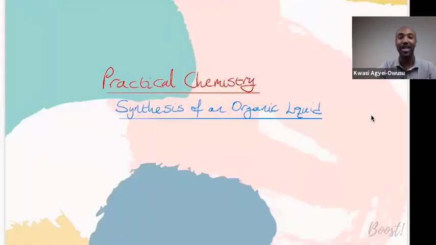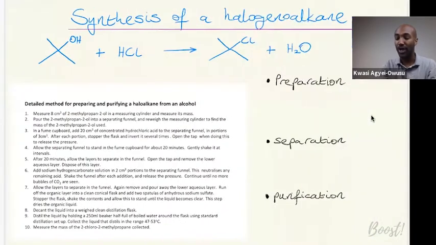And we're looking at practical chemistry and the synthesis of an organic liquid. Now, there are a number of reactions that you could do on the AS course that will fall under this heading. And the first one of which is the synthesis of a haloalkane. So you could potentially be carrying out a practical to make the haloalkane shown, which is of course 2-chloro-2-methylpropane, and you would be synthesizing this from the reaction between 2-methylpropan-2-ol and concentrated hydrochloric acid. And so that reaction would lead to the formation of our haloalkane.